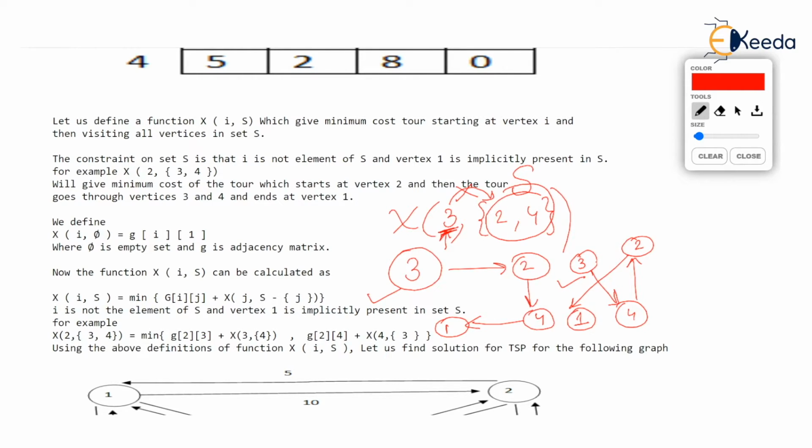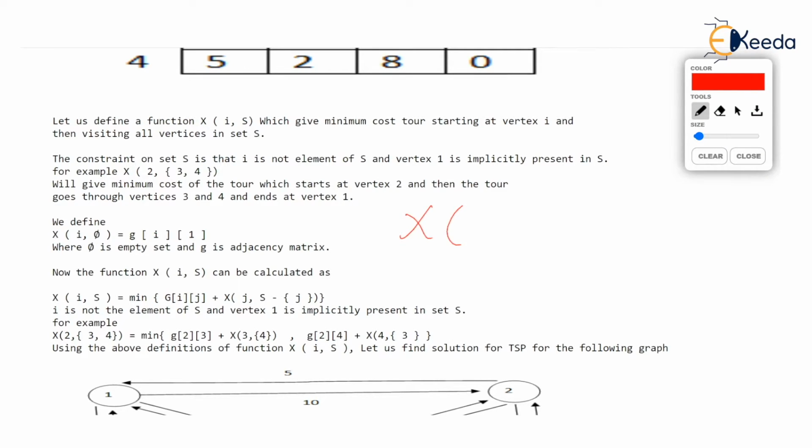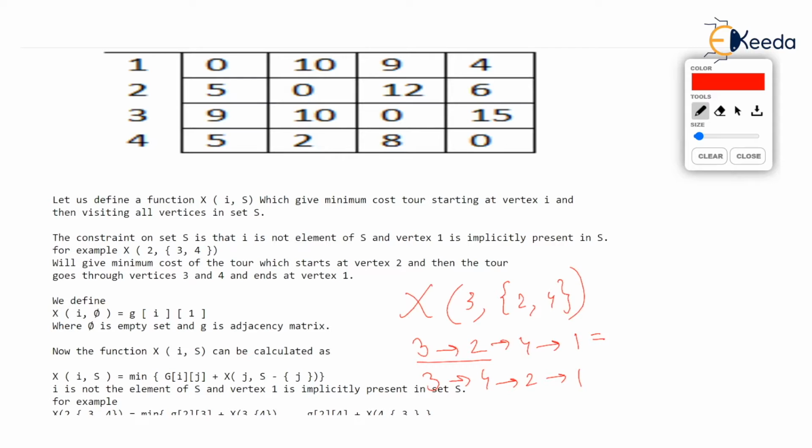So, the two possibilities for this x3 of 2 comma 4 are 3 to 2, 2 to 4, 4 to 1, or 3 to 4, 4 to 2, and 2 to 1. Now, the cost of this tour will be 3 to 2. As you refer the matrix above, 3 to 2 is 10. So, it will be 10 plus 2 to 4. 2 to 4, as you refer the matrix, is 6 plus 4 to 1. 4 to 1 is 5. So the total distance over here will be 21.